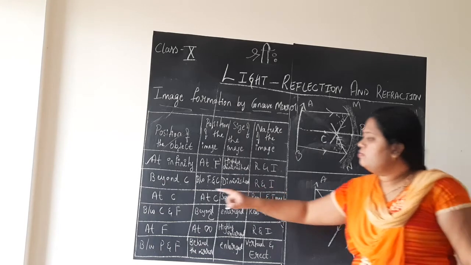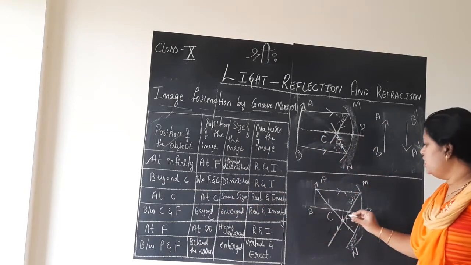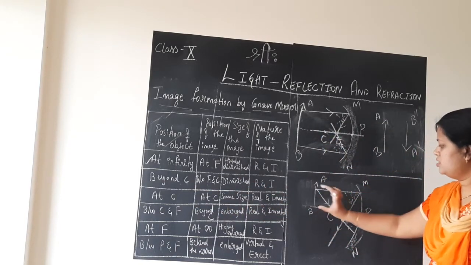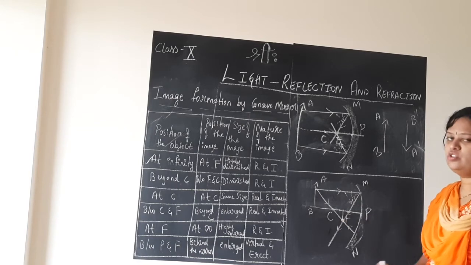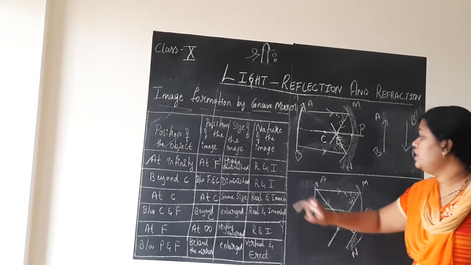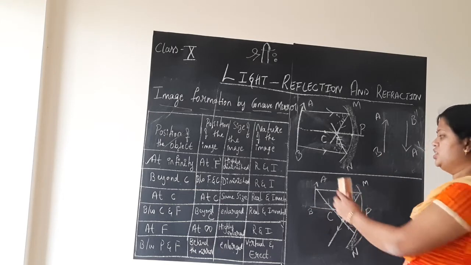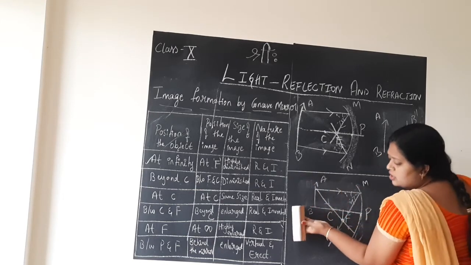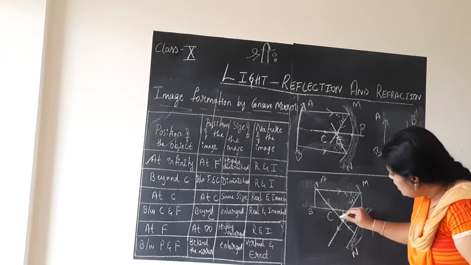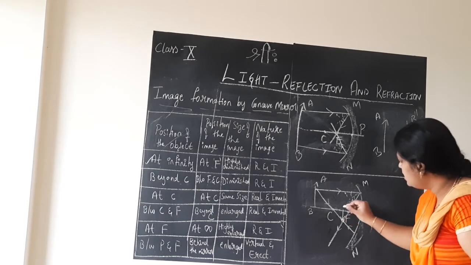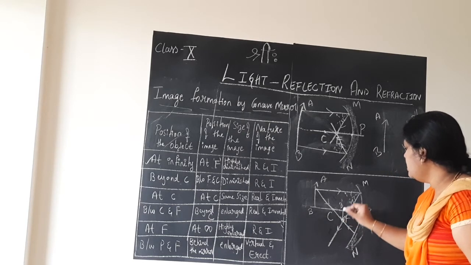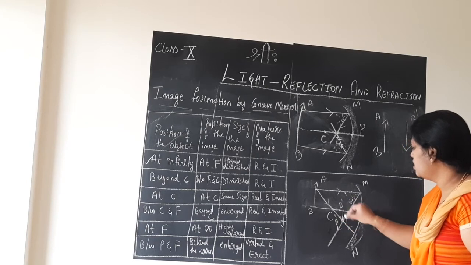Here, when the object is placed beyond C, the image is diminished. Yes, when compared to the size of the object, the size of the image is small, so it is a diminished image. But the nature of the image is real and inverted. Now the object AB is straight, and the image comes reversed, so the arrow head should be downwards like this. So it becomes B dash A dash.